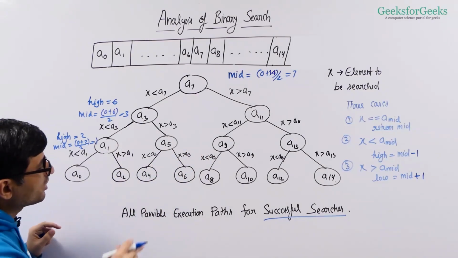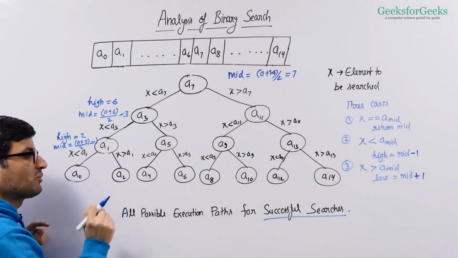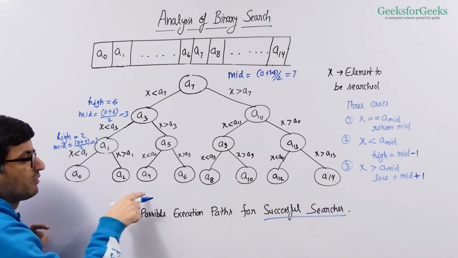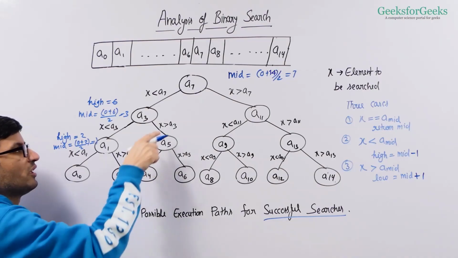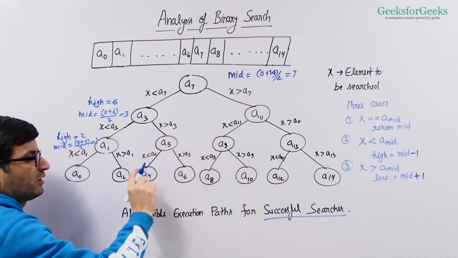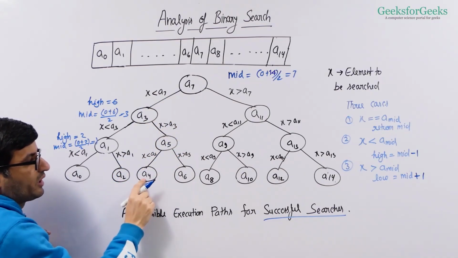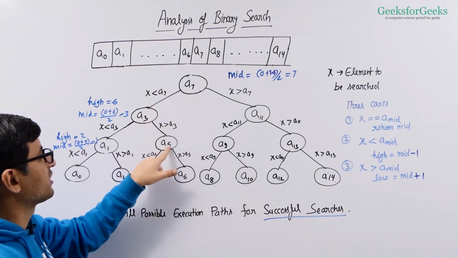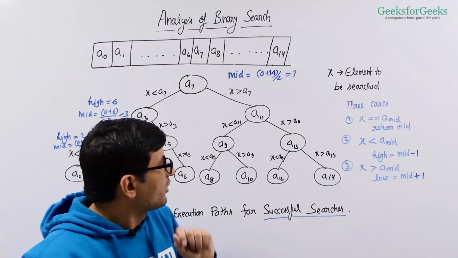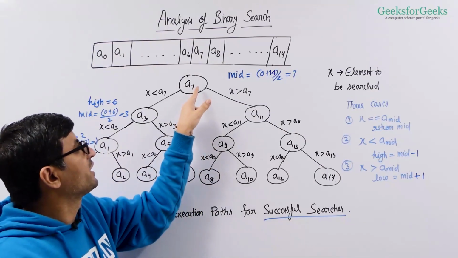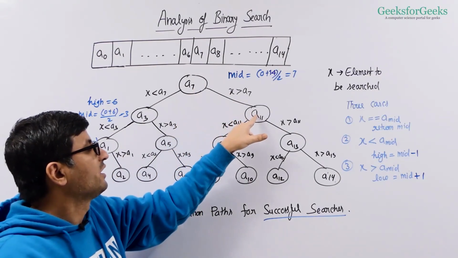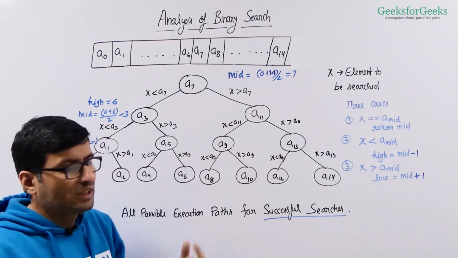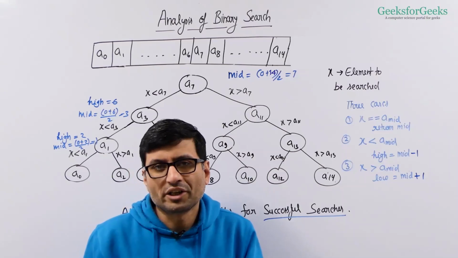So all these nodes represent the end of a successful search when the element to be searched is the same as that particular node's value. For example, if X is A4, then you are going to follow this execution path and stop here, and you are going to do 4 iterations of this loop: first iteration, second iteration, third iteration, fourth iteration. If your X is same as A9, then you begin from here, come this side, then this side, and compare X with A9 and stop here. So you're going to do 3 iterations.